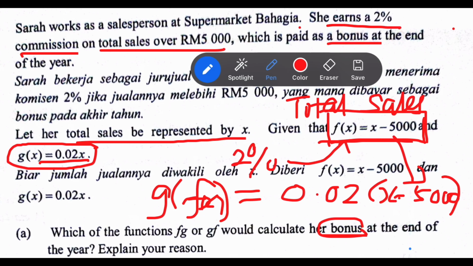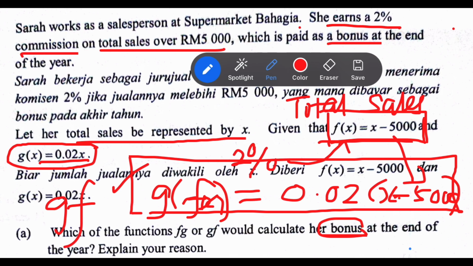So how to explain the answer is you show it like this. You show how you substitute f into g. That is how we answer the HOTS question. Sometimes we have to show the steps to justify the answer. It looks quite simple, right? It's quite easy. If maybe you don't know how to do it, you can try to substitute f into g or g into f, right?